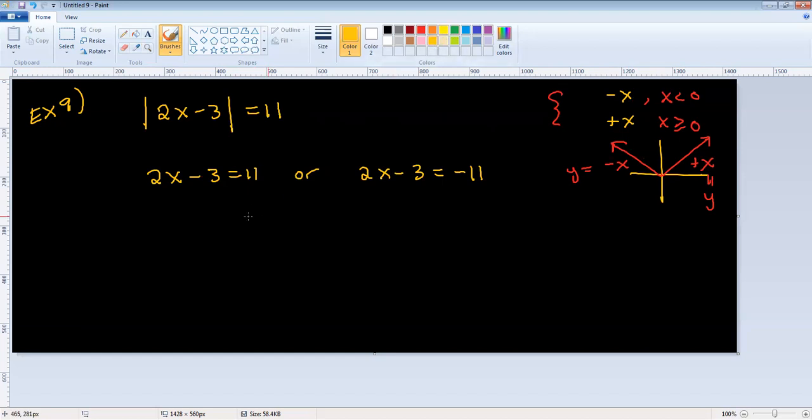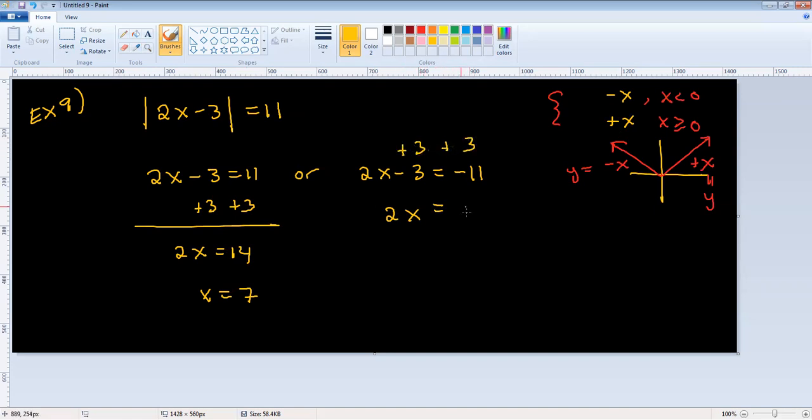So anyway, we have plus 3 here. We have 2x is equal to what, 14. If we divide 14 by 2, we get 7. If 2x is equal to what? If I add 3 to both sides, what am I going to get here? 8, 9, 10, 11, right? So -8. So this is 2x is equal to -8. Okay, so this is x is equal to -4.